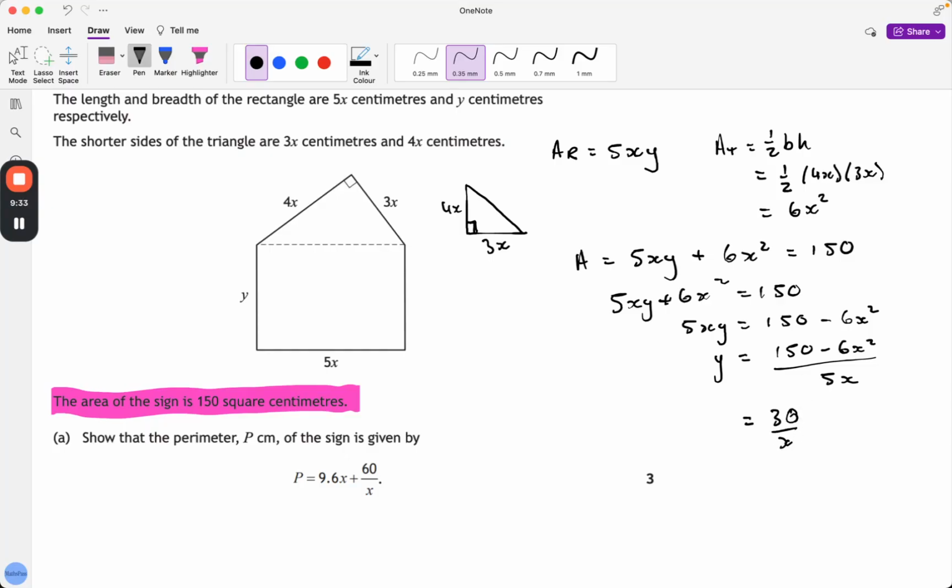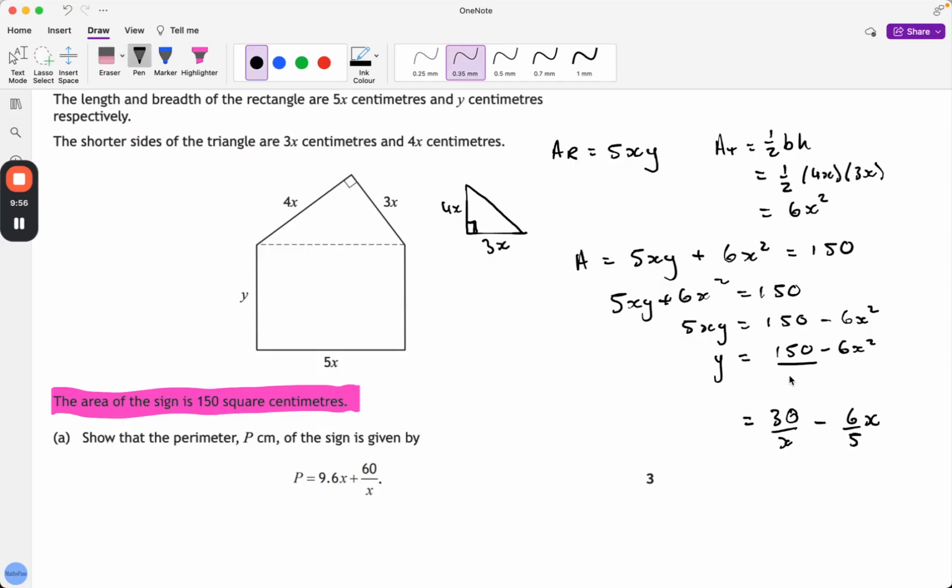Since 150 divided by 5 is 30, we've still got that division of x. And then we have minus 6x squared over 5x. So we're still going to have a 6 over 5; there's not much we can do with that. And then we have an x squared divided by an x, so that just leaves us with an x up here on the top. So all I've done there is I've taken that division into both terms separately.